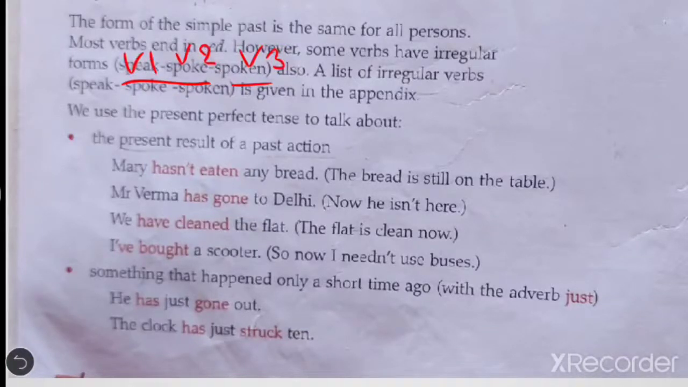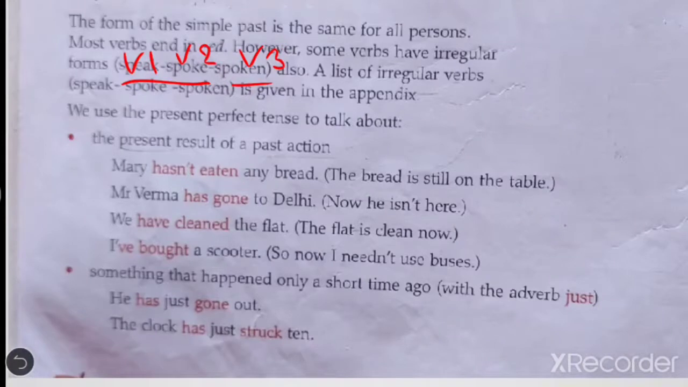We use the present perfect tense to talk about the present result of a past action. We have already seen that some events, some actions took place in the past, but you can see some connection of that event or action in the present time. So for that we have to use present perfect tense.